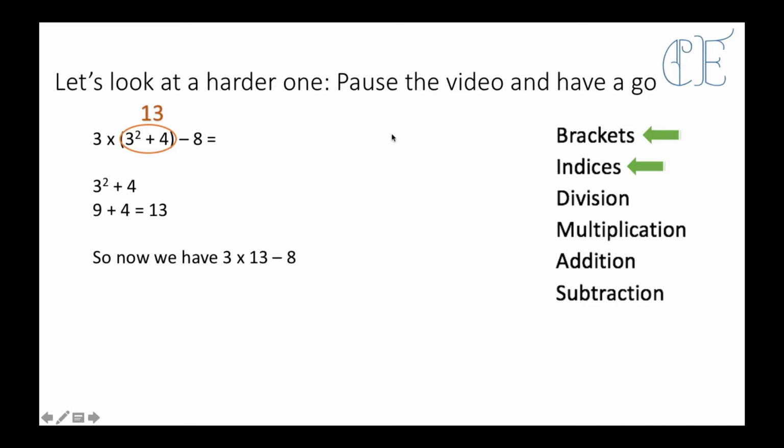Okay, division. We can move on to our division section, which we don't have. I've just written the whole thing out again, replaced this bit with the 13, so 3 times 13 minus 8. Okay, we have no division.